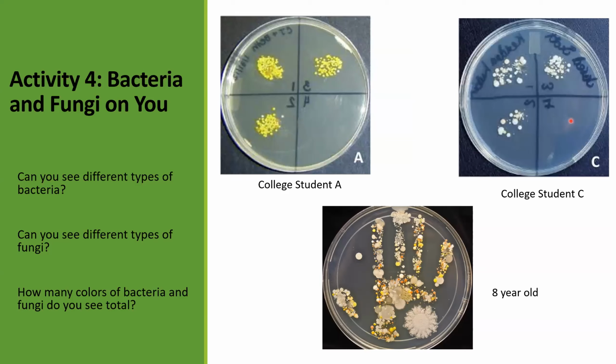You would give it a week for the bacteria to grow. You would come back the following week and look at the bacteria, and you would just observe these plates and ask yourself different questions. Can you see different types of bacteria? Can you see different types of fungi? How many colors of bacteria and fungi do you see in total? And this is just a joke here showing if an 8-year-old put their handprint on an agar plate, you would see all sorts of bacteria and fungi.